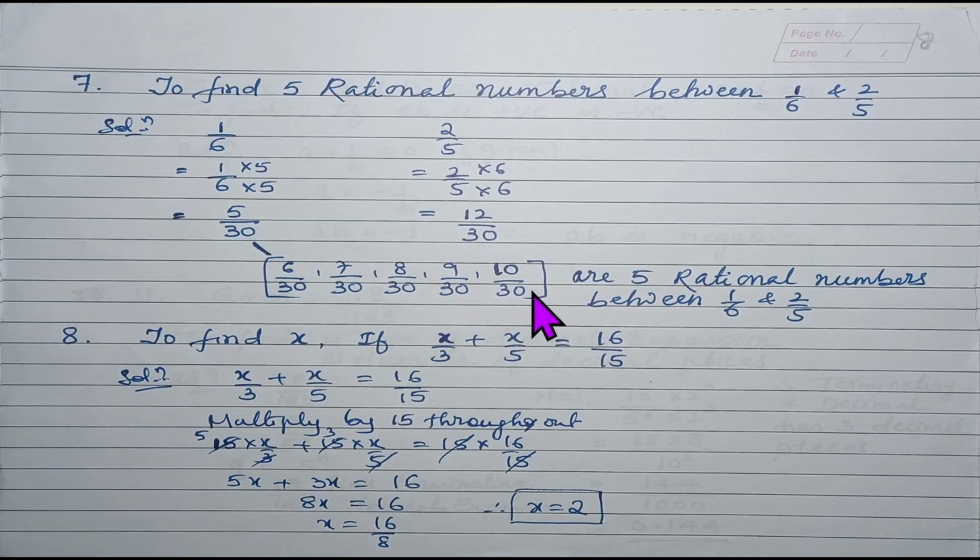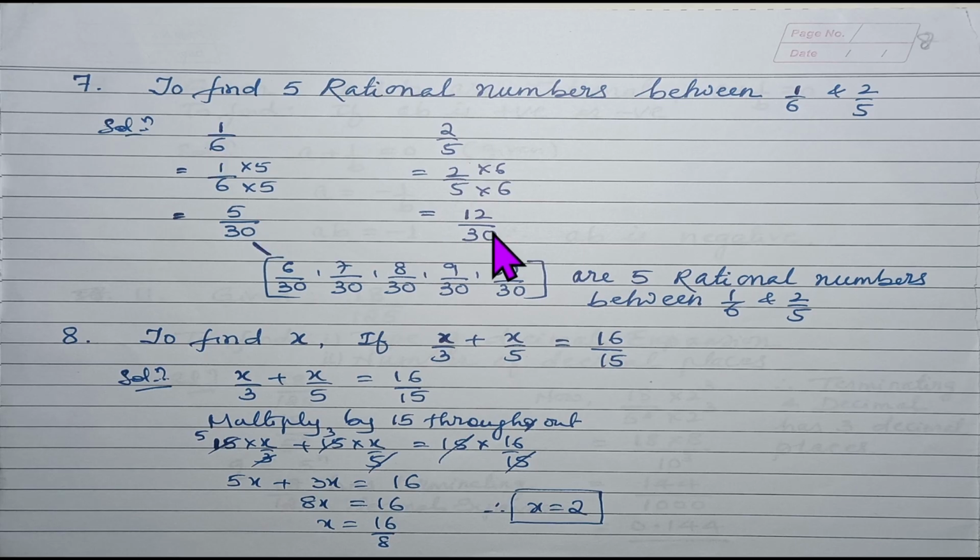Now coming to the next example, to find 5 rational numbers between 1 by 6 and 2 by 5. If you observe here, the denominators are different. 6 and 5, the denominators are different. The first step is to make the denominator the same. And for that you multiply by 5 and 5 for 1 by 6, and 2 by 5 should be multiplied by 6 and 6 in both numerator and denominator. We get 5 by 30 and 12 by 30. So I have made the denominator the same for both 1 by 6 and 2 by 5.